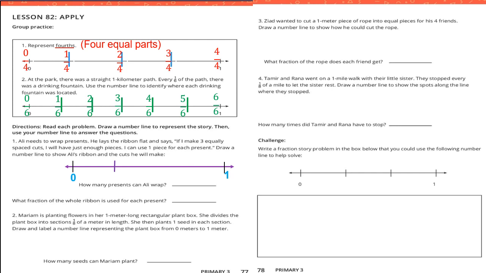Yes, 2 dashes. Label each dash by its fraction. Here we have 3 equal parts. It means the denominator must be 3. Okay, so 0 will be 0 over 3, after 0 over 3, 1 over 3, after 1 over 3, 2 over 3, till the whole fraction 3 over 3.